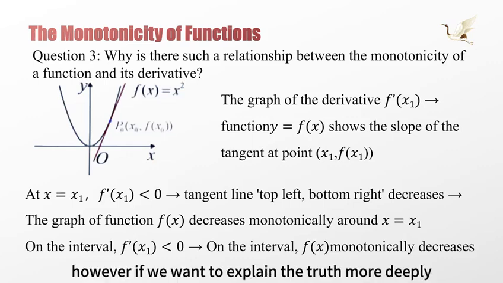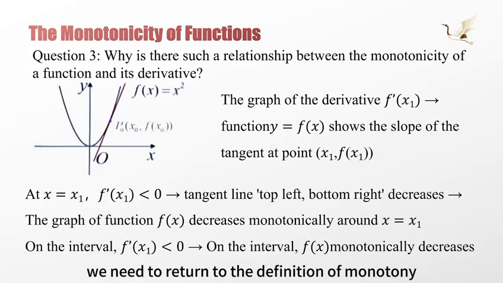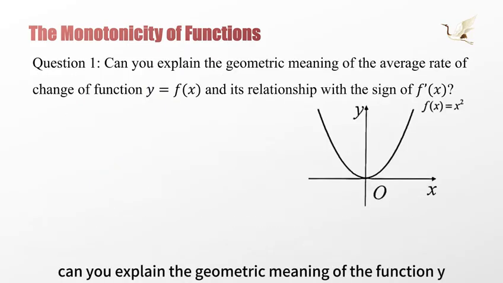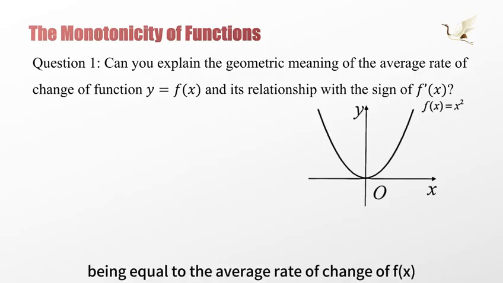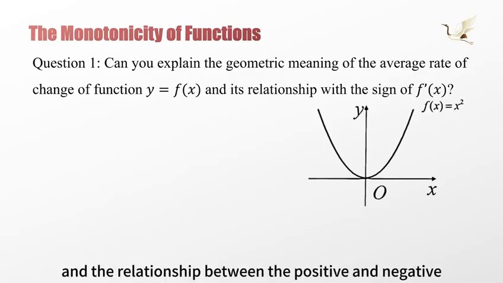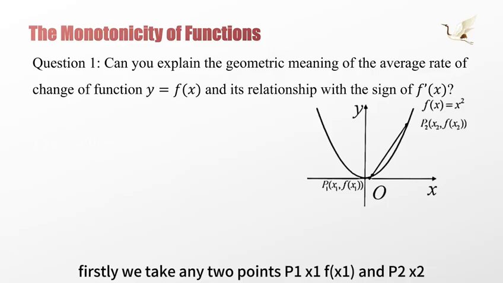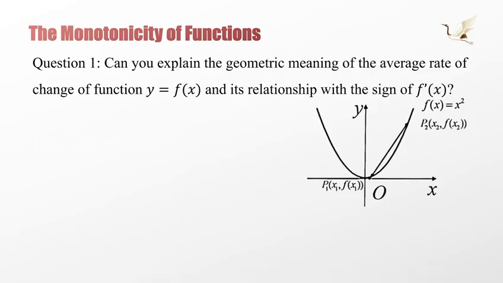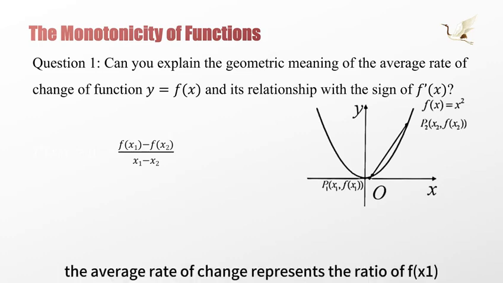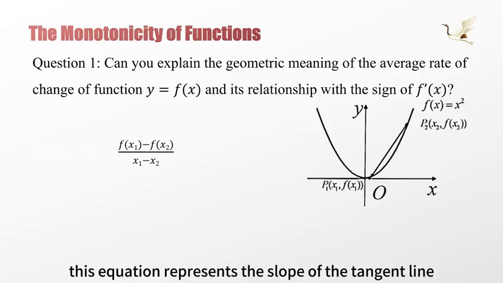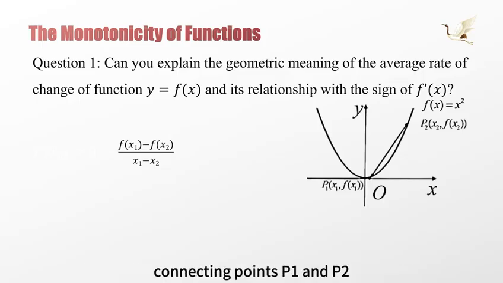However, if we want to explain the truth more deeply, we need to return to the definition of monotonicity of functions, the concept of derivatives, and their geometric meanings. Please think about this question: can you explain the geometric meaning of the average rate of change of the function y equals f(x) and the relationship with the sign of the derivative? Firstly, we take any two points P1(x1, f(x1)) and P2(x2, f(x2)) within a certain interval. The average rate of change is the ratio of f(x1) minus f(x2) to x1 minus x2. Through previous learning, we know that this expression represents the slope of the line connecting points P1 and P2.